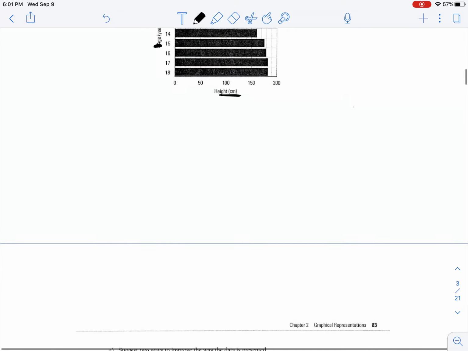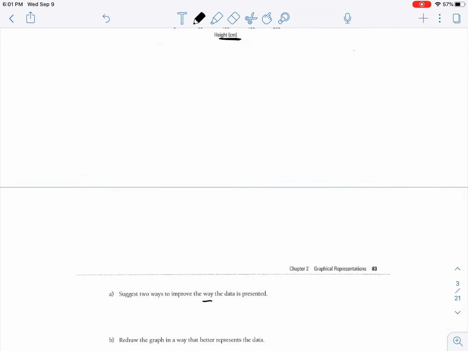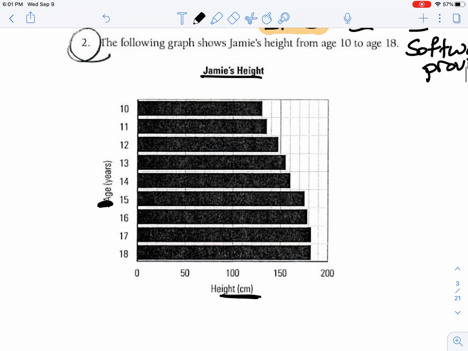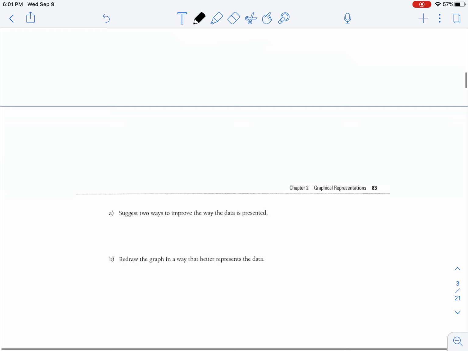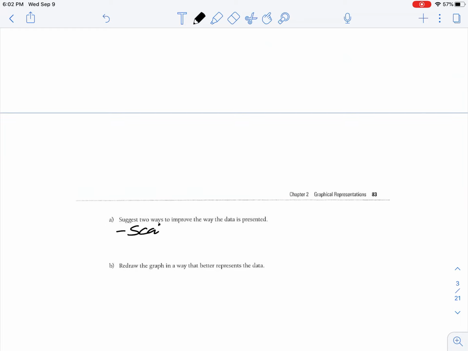Who knows? Anyways, so suggest 2 ways to improve the way the data is represented. Okay, so how could we represent this a little bit more nicely? Well, one thing I notice is we're only really talking about the range from about, I would say, 125 centimeters to roughly 180. So why not shrink that down a bit, okay, and have a bigger scale? So I would say try and make the scale of height a little bigger.